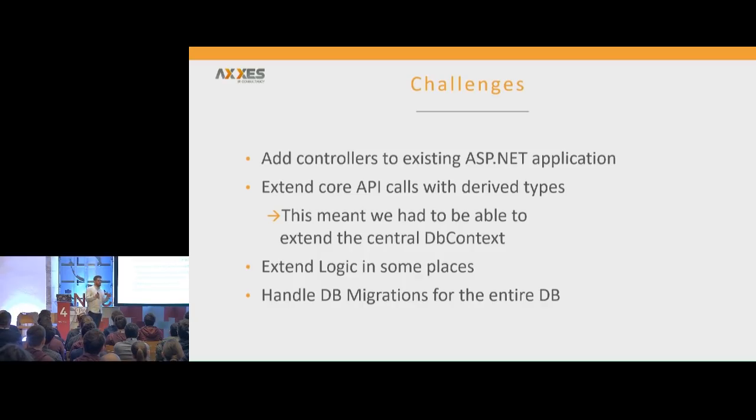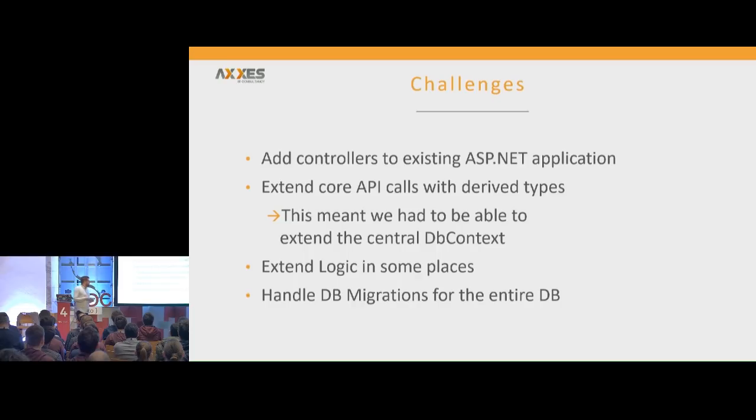But if you want to extend these central calls, like get all devices for customer or whatever, you would get those derived types with all the correct properties. So you need to extend those central cores with outside logic. That was actually the biggest problem we had, because we had to go all the way to our Entity Framework DB context with the extension. We wanted to extend the logic, and we wanted to be able to handle all the migrations for our database, which is always a tricky thing to do as well.